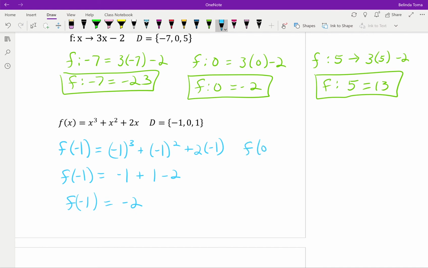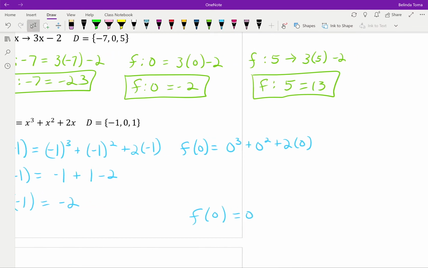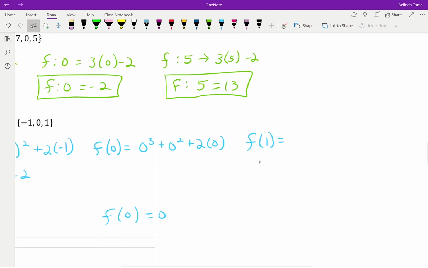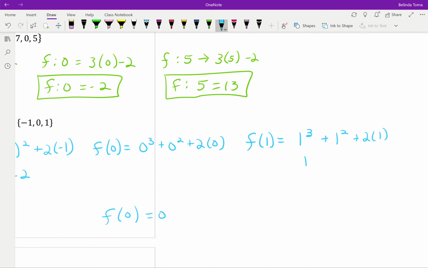And now we're going to do that for 0. 0 cubed plus 0 squared plus 2 times 0. Well, that's easy math. When I put in 0, I get out 0. And that's another ordered pair. And then finally, we're going to put in +1. So when I put in +1, I have 1 cubed plus 1 squared plus 2 times 1. And that's going to give me 1 plus 1 plus 2. So f of 1 is equal to 4.